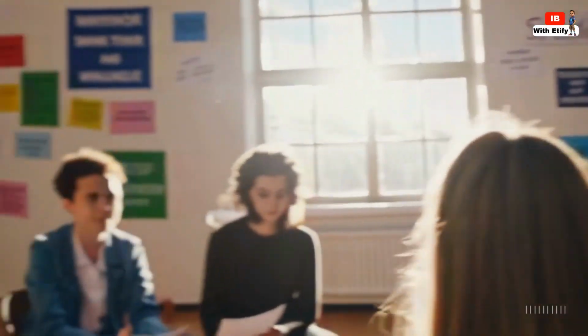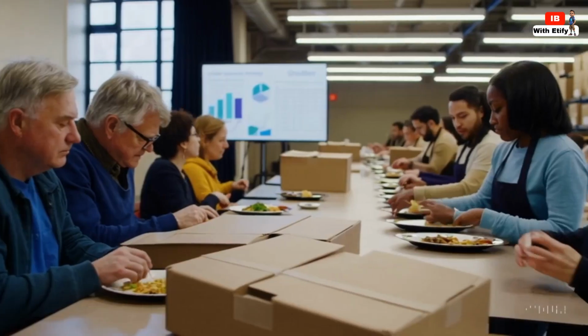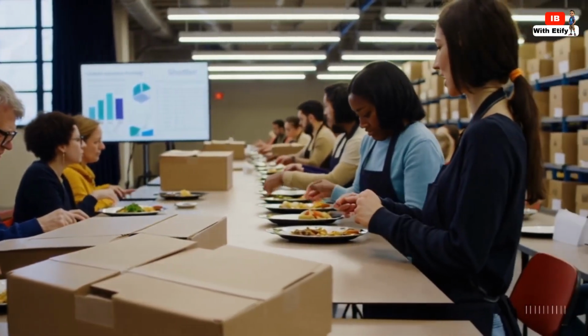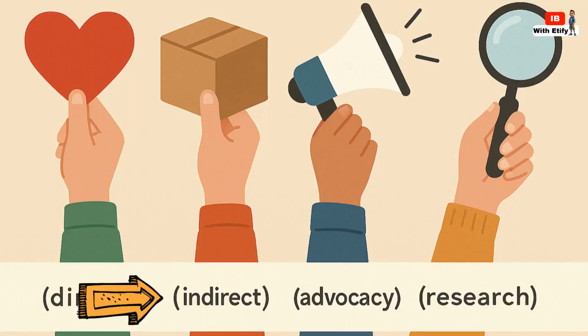Now let's take a look at the four main types of service learning. The first is direct service. This is when students engage directly with people, animals, or the environment through their service activities. For example, helping at a food bank or cleaning up a local park. Next, we have indirect service, which is service that doesn't require direct interaction. This could involve organizing a donation drive or creating a fundraising campaign to support a cause.